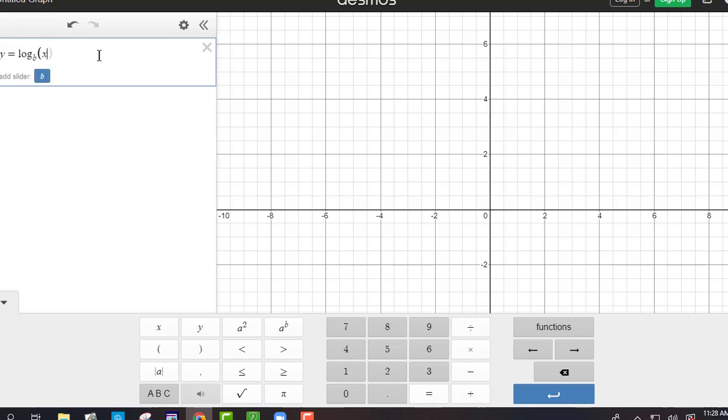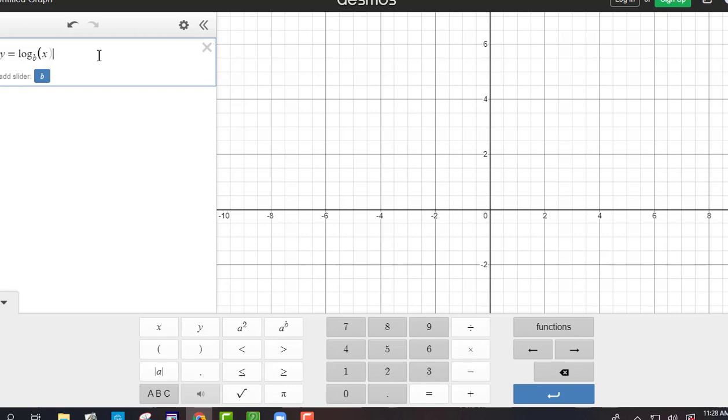And then we have x. And this one automatically puts that parentheses after the base. You don't have to have that parentheses, but Desmos puts it in automatically for you. It helps when you have more than just one number or one variable to keep it all together.